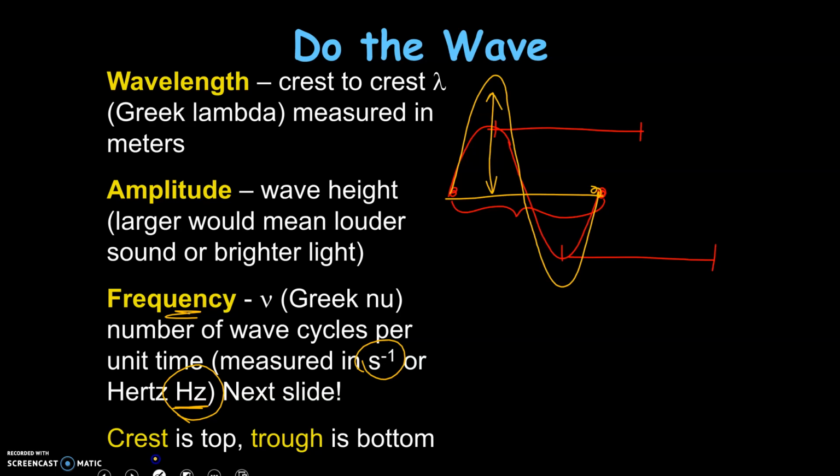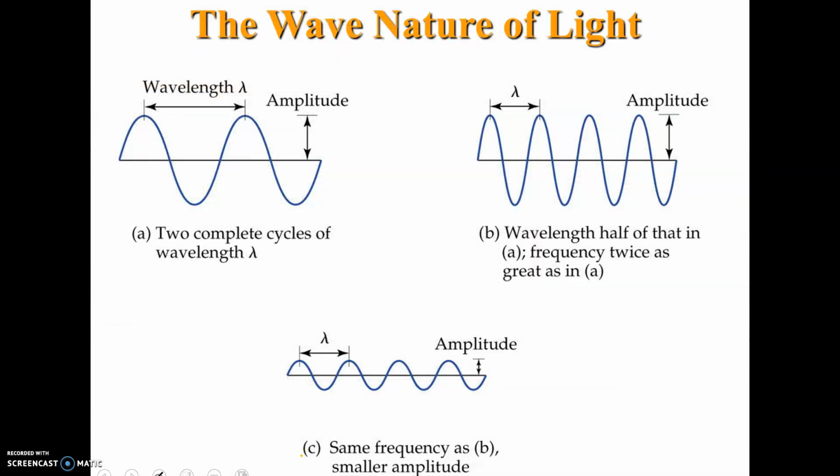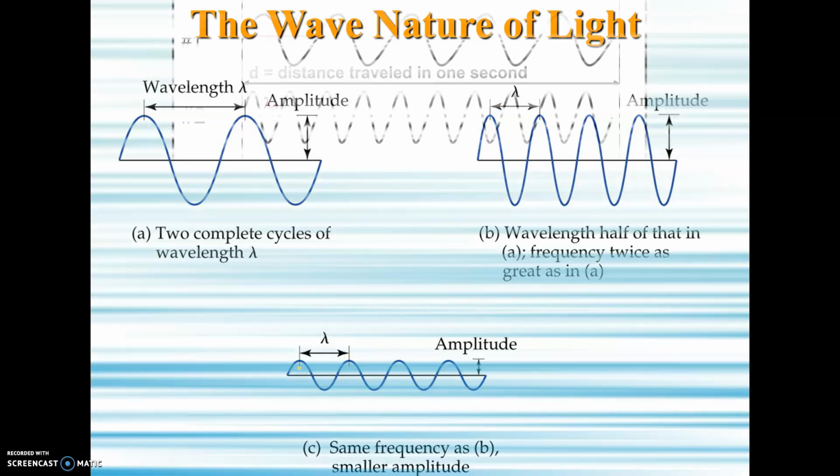So again, the crest is the top of a wave and the trough is the bottom of a wave. Just to show you again some different waves here. Here you see wavelength. Here you can see the amplitude of this wave. The amplitude of this wave is the same, but the wavelength is shorter. And because the wavelength is shorter, this actually has a higher frequency. And these are actually related to one another. We're going to talk about that. This would have a different amplitude. So this may have the same wavelength as the other two waves, but the amplitude is smaller. So this would be a quieter sound, or this would be a dimmer light.